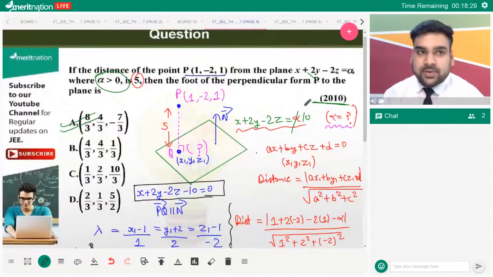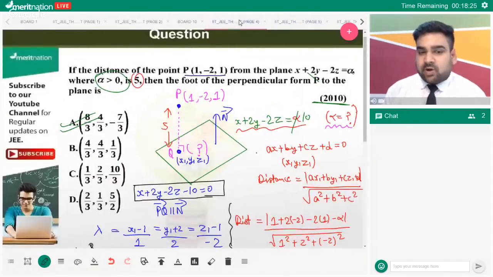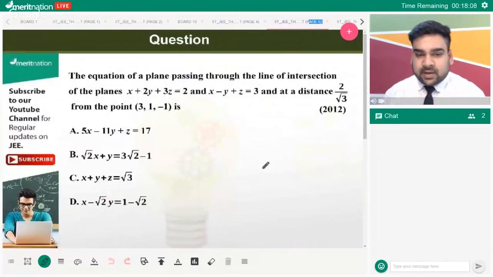Both of them are based upon the same concept: finding the image, and along with the image, one more concept has been mixed. Obviously, you are not going to find a straight question where you are just supposed to find the image or the foot of perpendicular. One more concept will be mixed if it's an IIT JEE Advanced question. Now look at the next question.